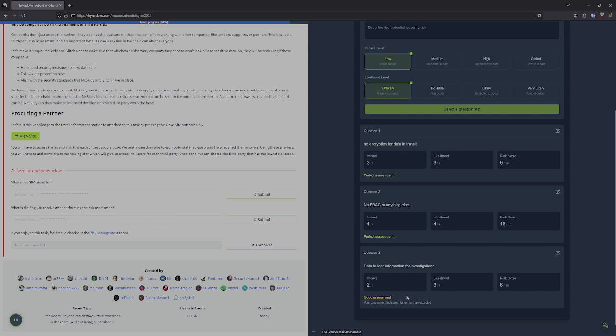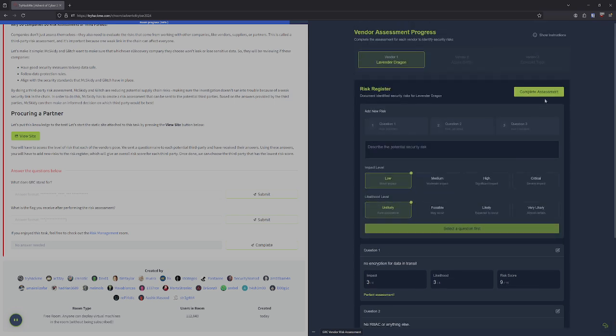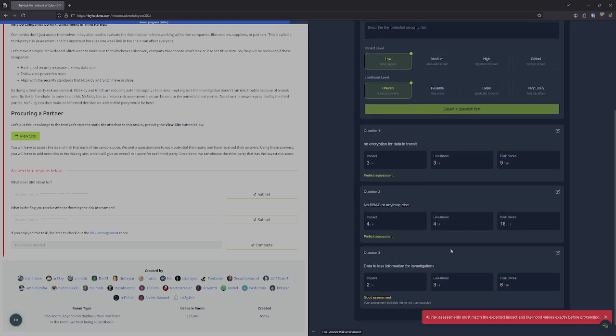Oh, so it said it was a good assessment, not a perfect assessment. So I'm going to say complete assessment. Oh, all risk assessments must match the expected impact and likelihood values exactly before proceeding. Oh, okay, so I missed this one. So they all need to be exactly what they're supposed to be. So apparently this is supposed to be higher. I got this one perfectly right, but this one, is it a 3 out of 4?